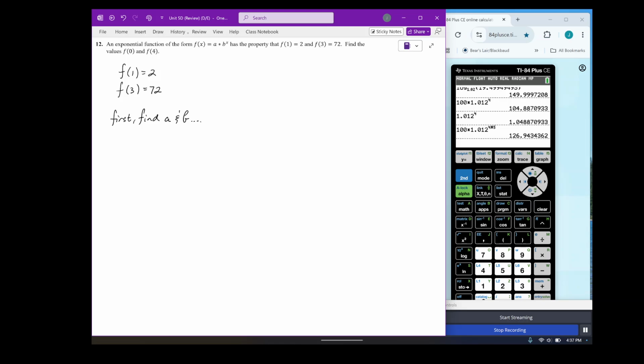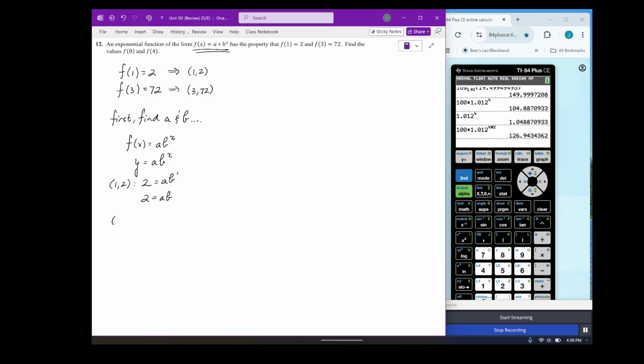So the way we find a and b, well, if f of 1 equals 2, what that really means is that when x is 1, y is 2 on that graph. And this one means when x is 3, y is 72. So these are things we can plug into the general formula that we have. So f of x is ab to the x, or I could write it as y. So if I plug in the point (1, 2), then when y is 2, x is 1. And so right away I have 2 equals ab.